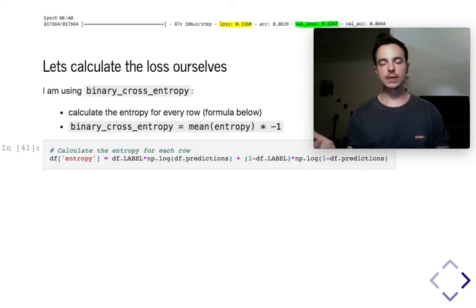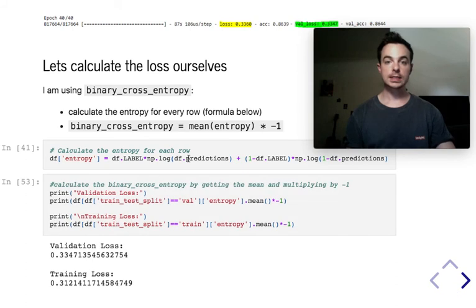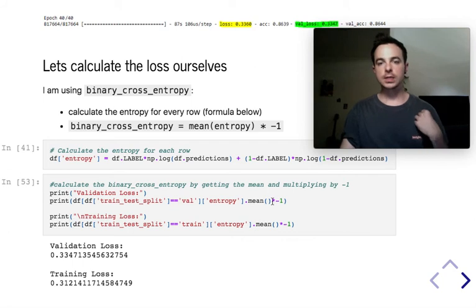I'll give you a link to this code so that you can have a play with it yourself. Basically, what I've got here is a new column called entropy, and this is the formula in Python format. It's essentially timesing the actual label by the log of your prediction and things like that, but we don't need to go into the maths. So we've calculated the entropy for every single row. Then all we do is, as you can see here, entropy times mean: the mean of the entropy times -1.